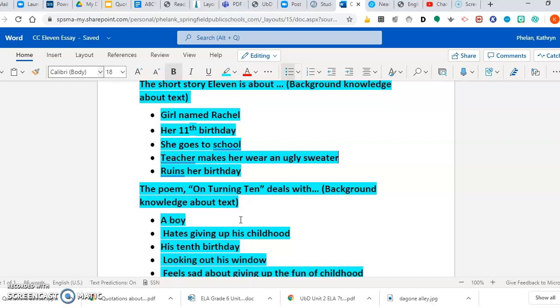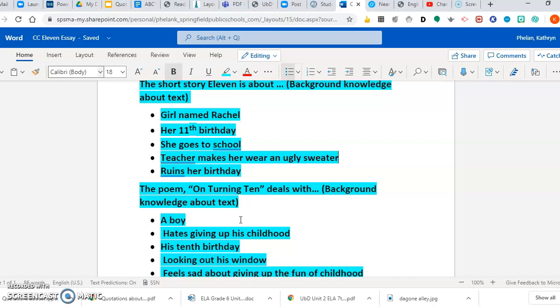Who is the text about? What is it about? Where does it happen? When does it happen? Why does it happen? So in this story "11," I outlined the who, the what, the when, the where, the why. Okay, it's about a girl named Rachel. That's the who. When, her 11th birthday. Where, school. What happens? Teacher makes her wear an ugly sweater. And why? Why is that significant? Because it ruins her birthday.